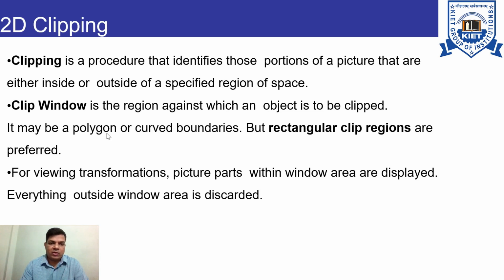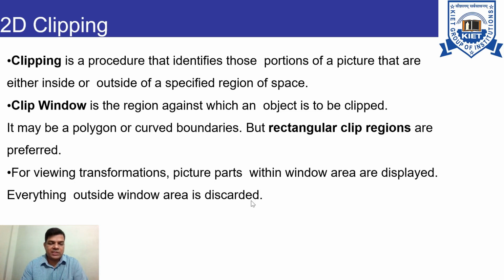It may be a polygon or curved boundaries, but rectangular clip regions are preferred because whenever you are choosing a rectangular clip window, in that case you have to perform less calculations. But if the boundary is curved, then in that case we have to perform more operations. For viewing transformations, picture parts within window are displayed. Everything outside window area is discarded.